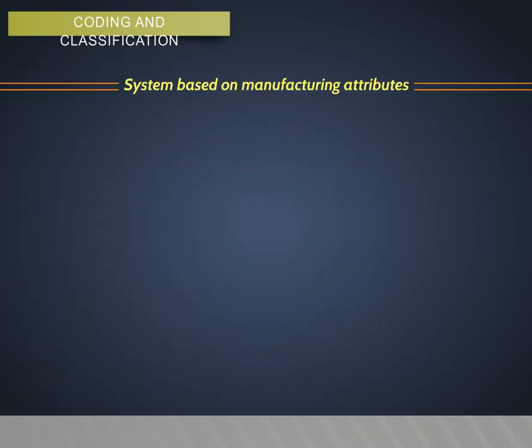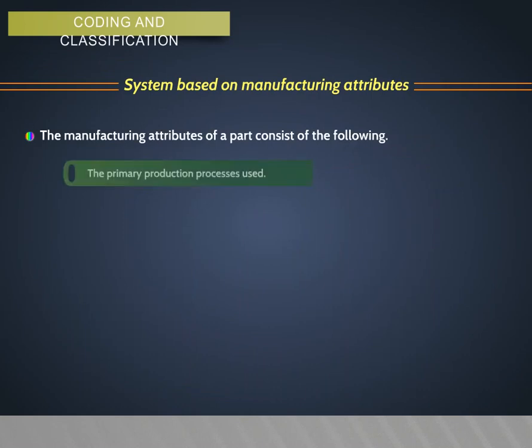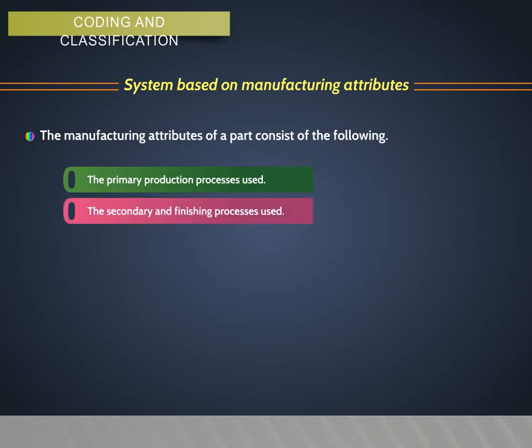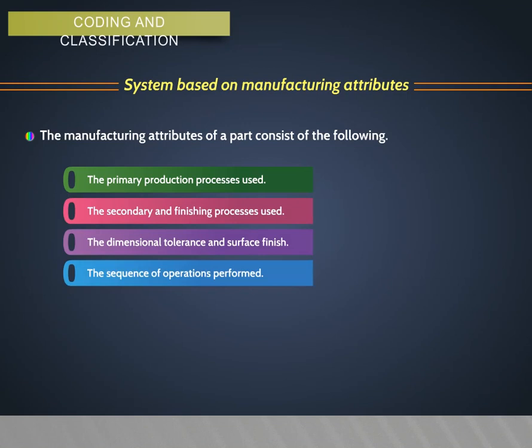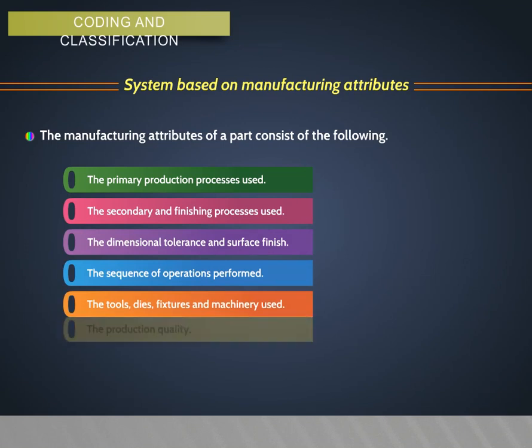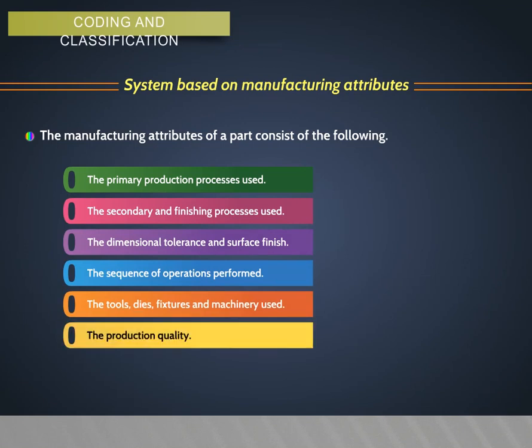System based on manufacturing attributes. The manufacturing attributes of a part consist of the following: the primary production processes used, the secondary and finishing processes used, the dimensional tolerance and surface finish, the sequence of operations performed, the tools, dies, fixtures and machinery used, the production quality, the rate of production.